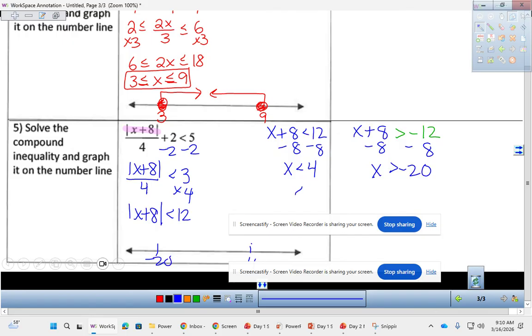Now the 4 is telling me go left, right? That arrow is telling me to go this direction. Whereas the 20, this arrow is telling me to go right. Is it an and or an or? It's an and. So this graph tells me that there should be an and here.